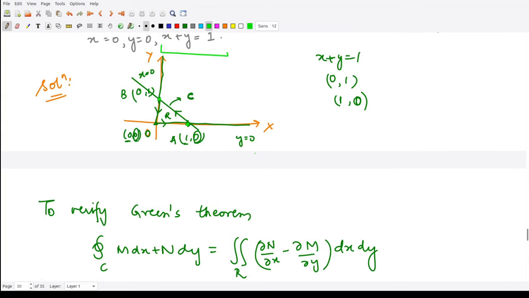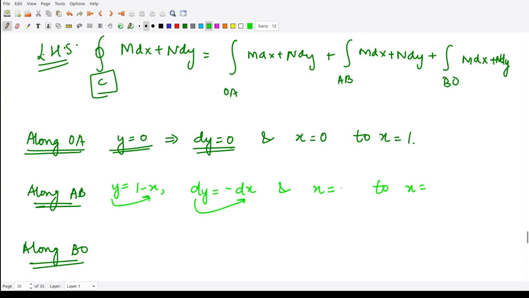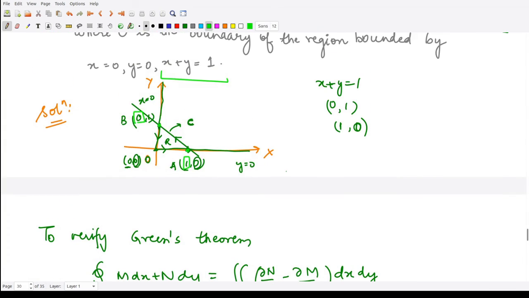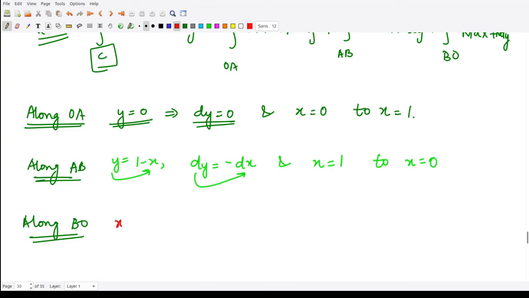X here is varying from the point 1 to the point 0. So our limit here varies from the point 1 to the point 0, and remember not to take it from 0 to 1. It is from 1 to 0. Along the curve BO, we have this point and this point. Here the equation of this line is x is equal to 0. So we have x is equal to 0. That means dx is equal to 0.